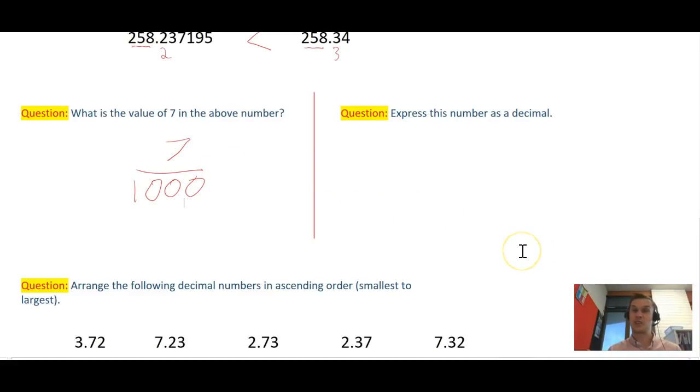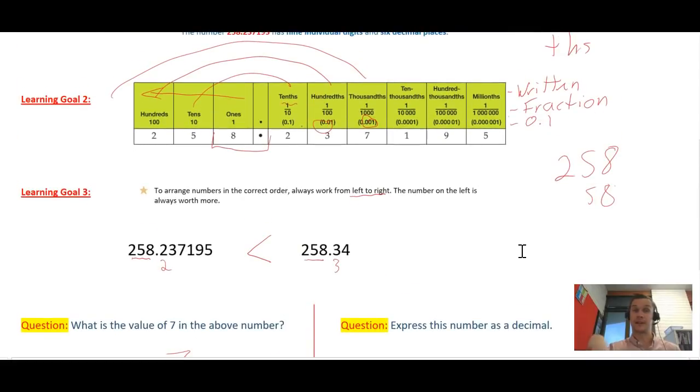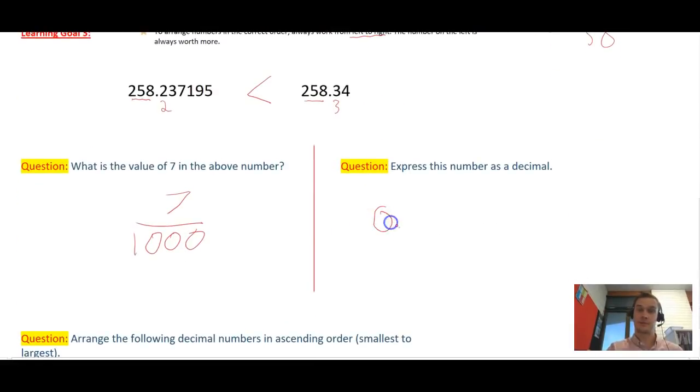The next one is, can you express this number as a decimal? Okay, so because I've already got it here, instead of the 1, it is a 7. So it is 0. and then the tenths column, hundredths column, thousandths column. So that's how we express that as a decimal.